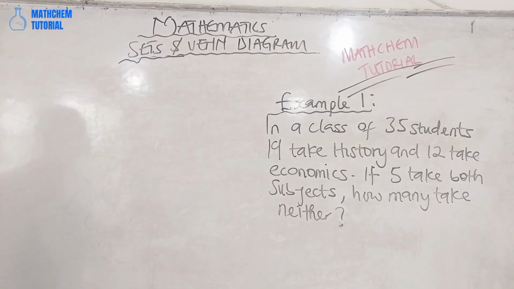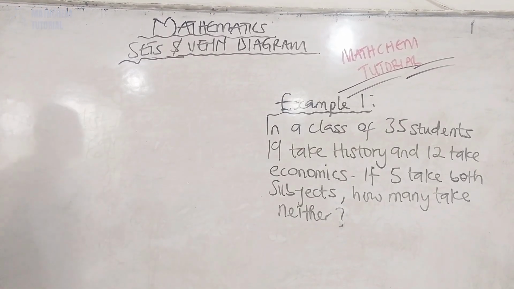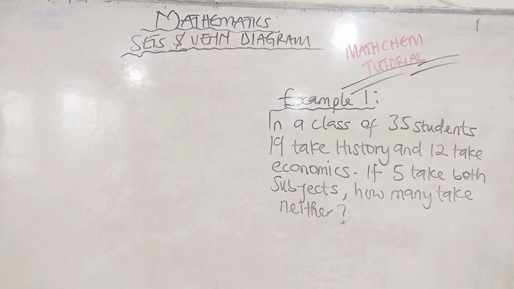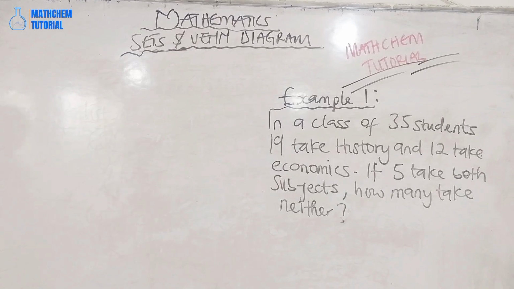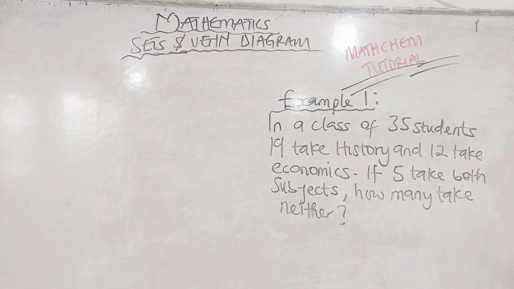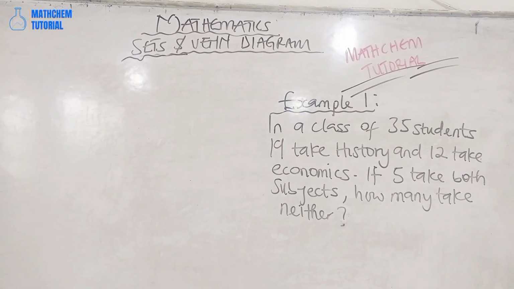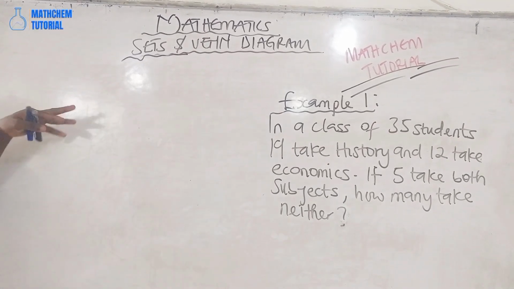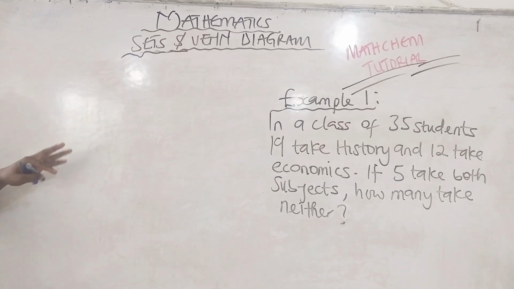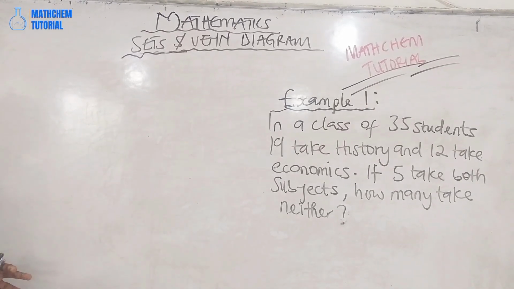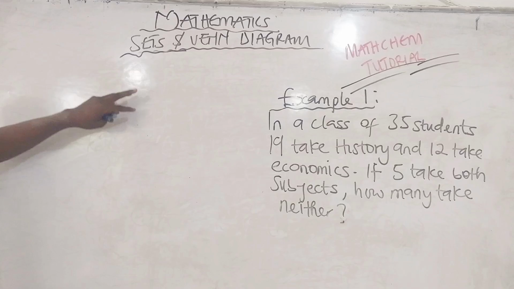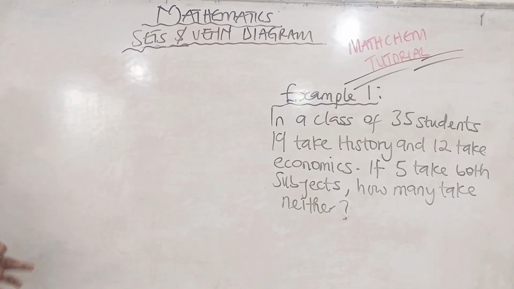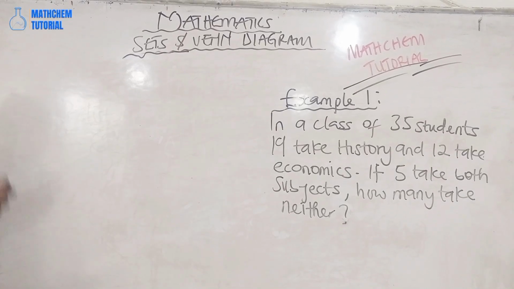Now Venn diagram. In Venn diagram, example 1 we are treating says in a class of 35 students, 19 take history and 12 take economics. Then we are told that if 5 take both subjects, how many take neither? Meaning how many took neither economics nor history. Remember that Venn diagram is usually used to represent sets. Yes, it is the man called John Venn that worked on this diagram. So he tried to represent any set in the form of a diagram. So now let's work on this example 1.